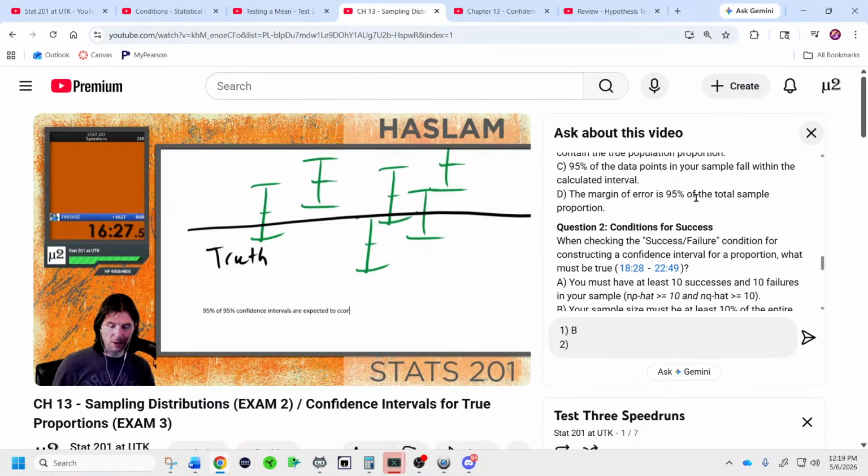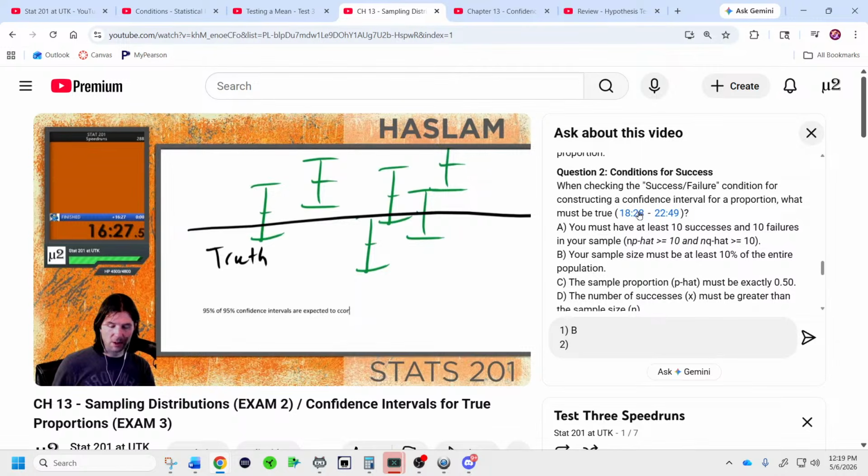The second question is going to be, when checking the success failure condition for constructing an interval for the population, what must be true? You must have at least 10 successes, at least 10 failures in your sample. n p-hat is greater than or equal to 10. n q-hat is greater than or equal to 10. So that is answer A.